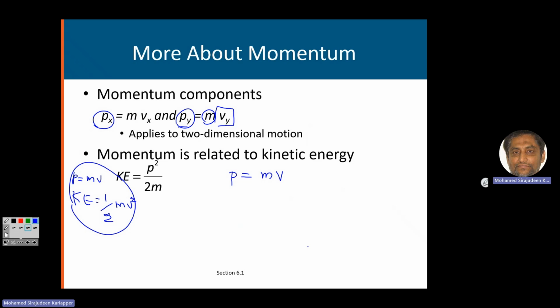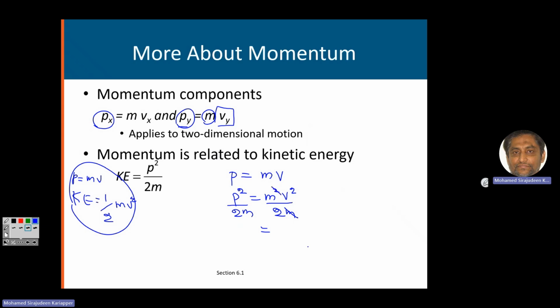So square this. If you square both sides, you are not changing the equation. So p squared will be m squared v squared. That we can do. We are not changing the equation. It's still correct. Then you divide both sides by 2 times m. We can do that, right? Same operation on both sides, we are not changing the equation. So what does this become?